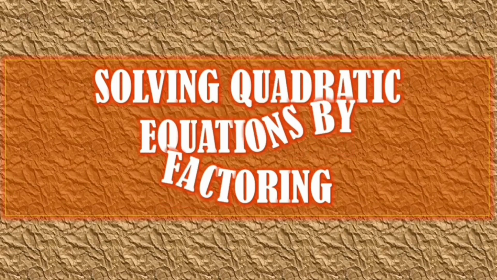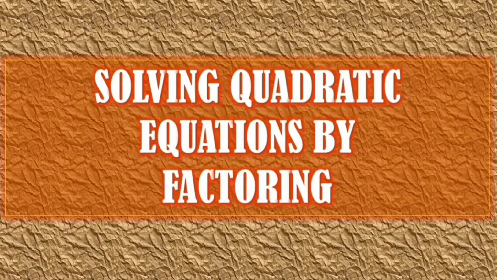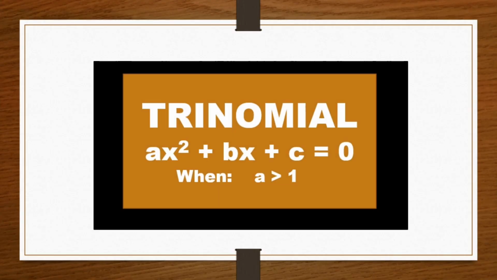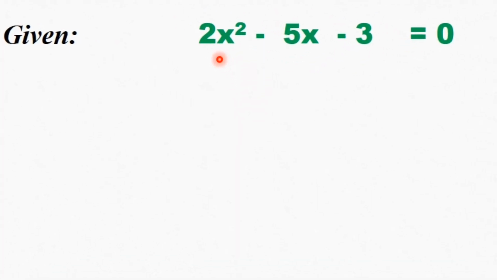Solving quadratic equations by factoring. Factoring trinomial when a is greater than 1. Given equation 2x squared minus 5x minus 3 is equal to 0.